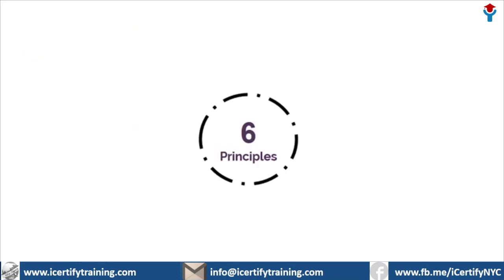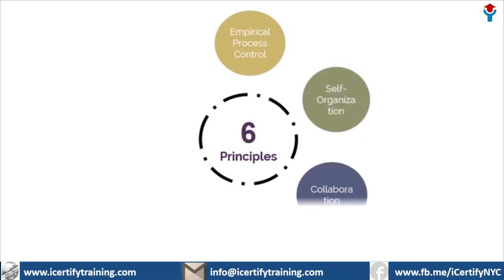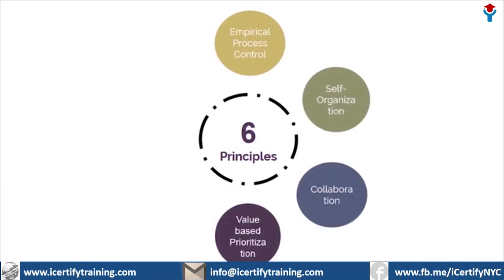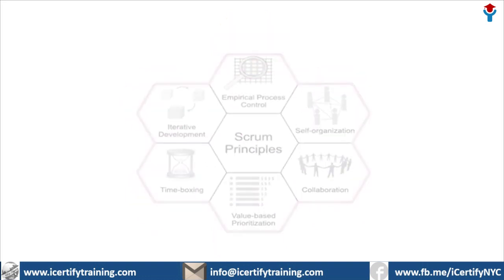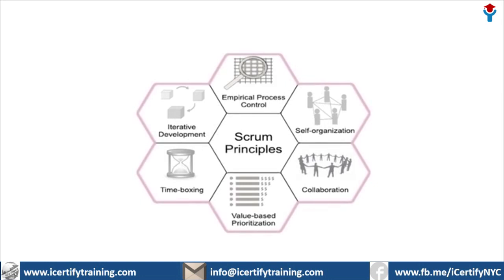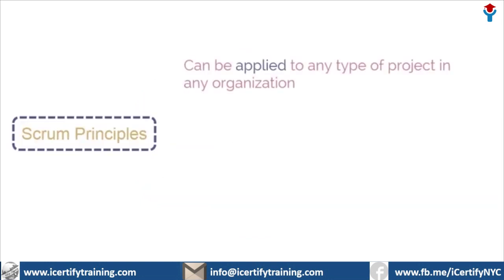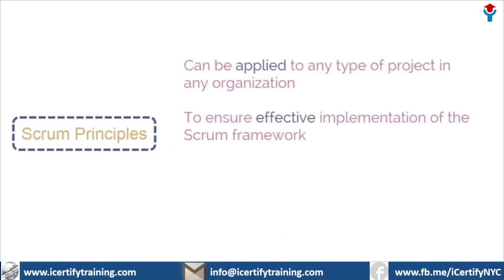The 6 Scrum principles are empirical process control, self-organization, collaboration, value-based prioritization, time boxing, and iterative development. You can see how they are arranged in this diagram. Note that Scrum principles can be applied to any type of project in any organization and should always be followed in order to ensure effective implementation of the Scrum framework.